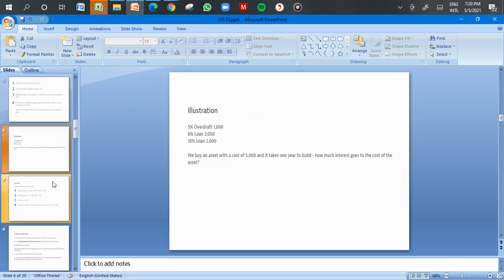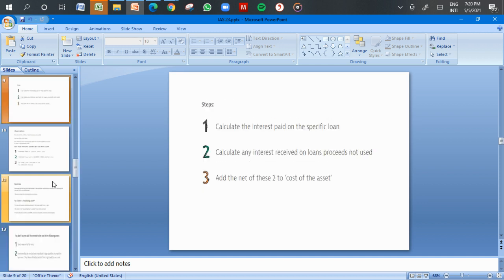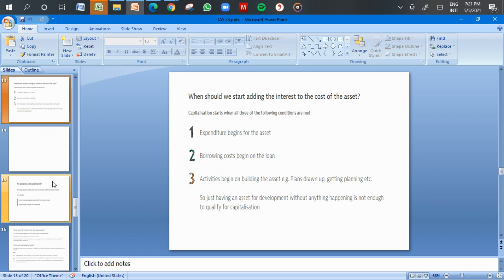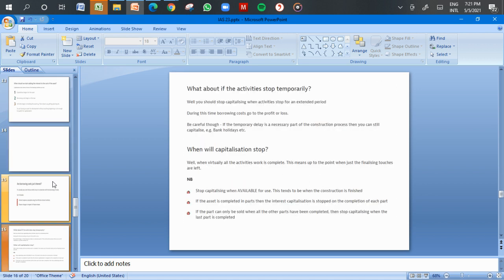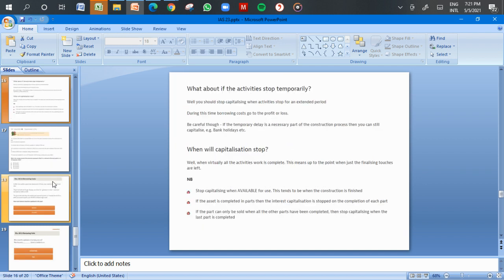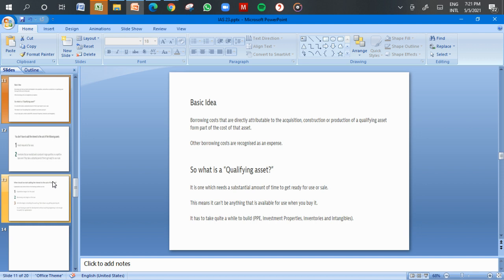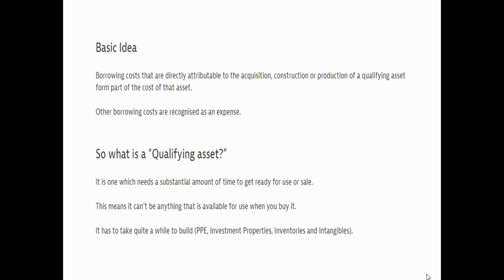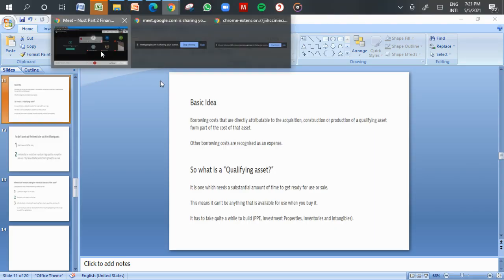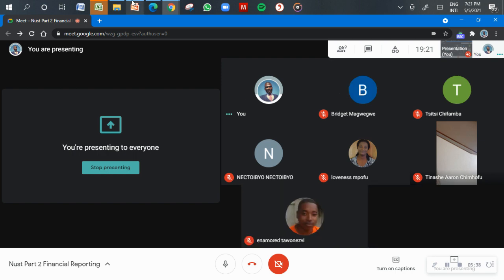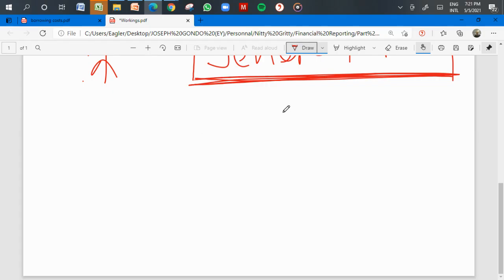Okay. So a qualifying asset is an asset that will take a substantial period of time to get ready for its intended use. That's the basic definition of a qualifying asset. It will take time, like a building. The building will take time to be ready for its intended use. Like, you know, NAST is constructing those hostels. They've been constructing those hostels. I'm not sure about the specific dates, but maybe it's now even more than 2 years. So that's a qualifying asset.